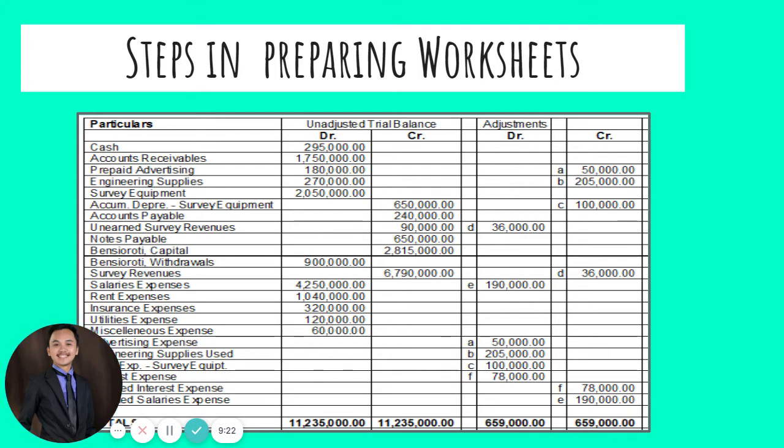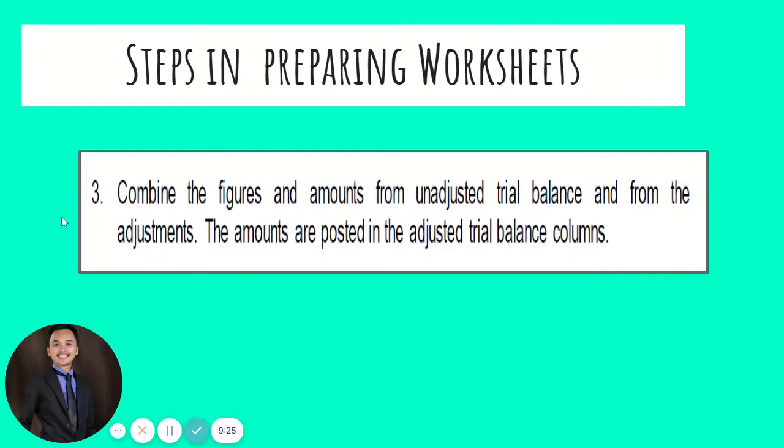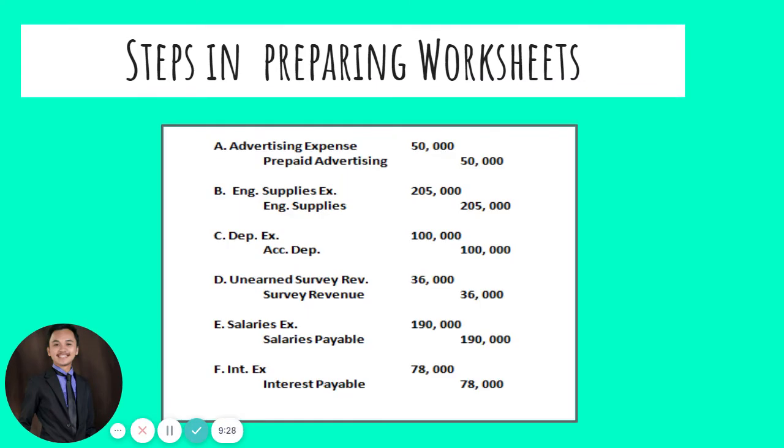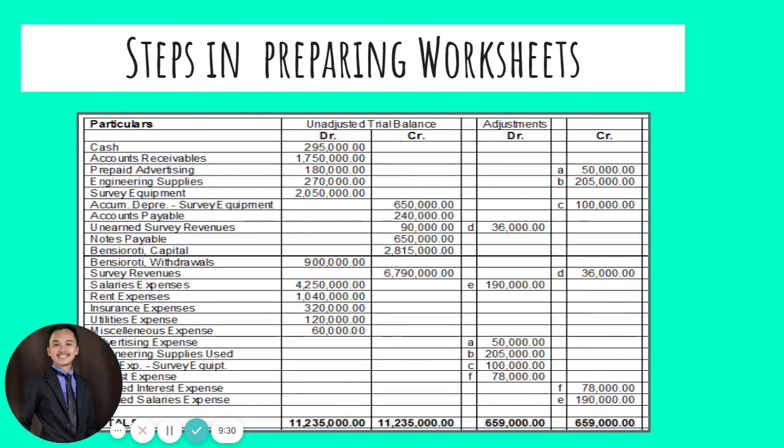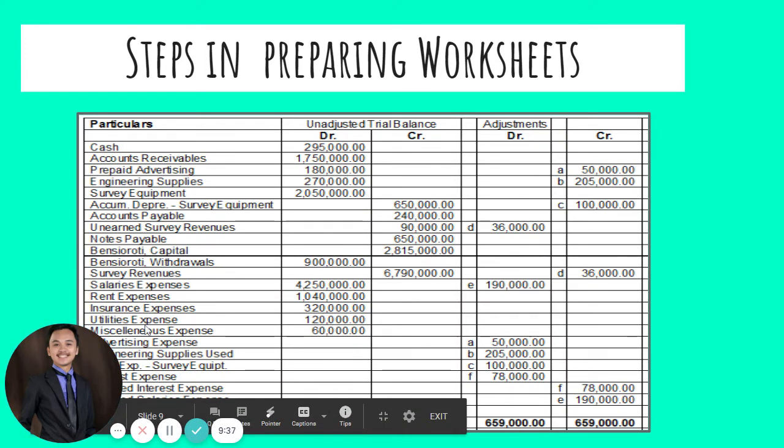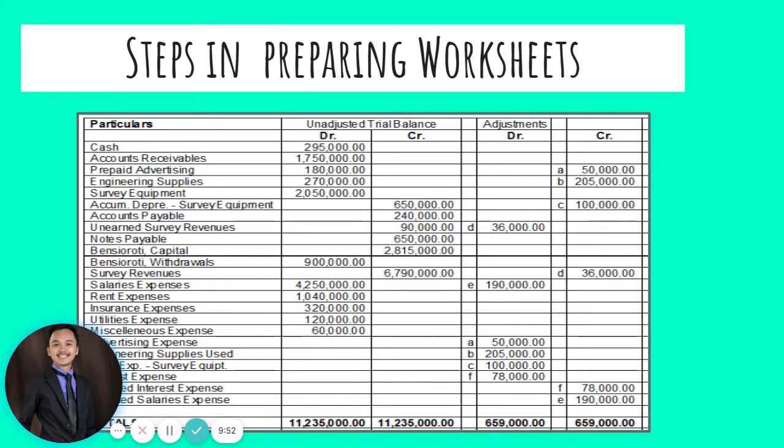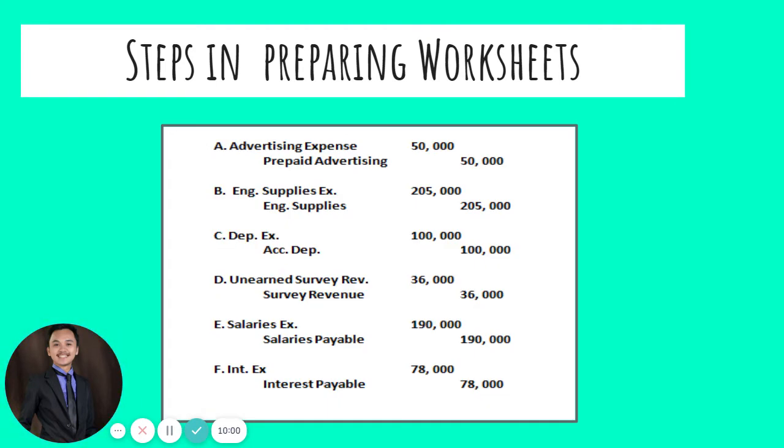Another adjustment includes depreciation expense and accumulated depreciation. So we have here debit to depreciation expense. Where is our depreciation expense? So we have here depreciation expense, survey equipment for 100,000, and then credit to accumulated depreciation for our survey equipment, 100,000. We don't have other depreciable property here, so your adjustment includes only depreciation expense and accumulated depreciation.